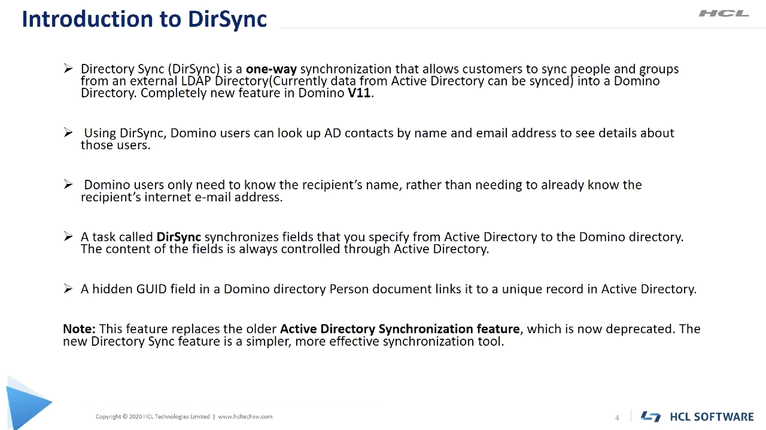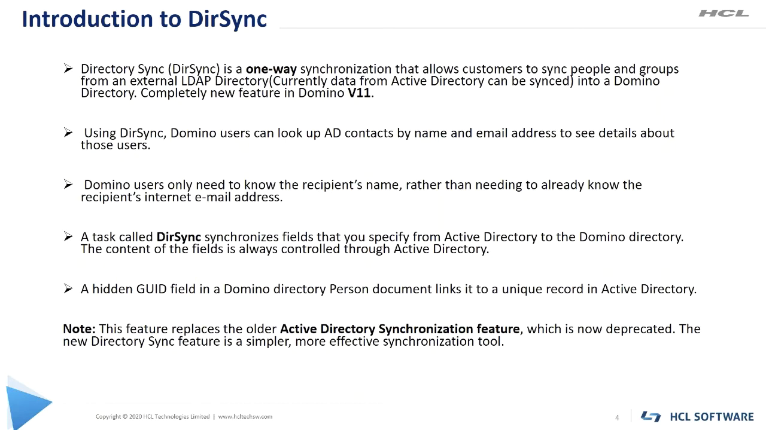A server task called DIRSync runs on the administration server of the Domino directory, and is responsible for syncing the data from Active Directory to the Domino directory. There is a hidden field in the Domino directory person document linked to a unique record in Active Directory.